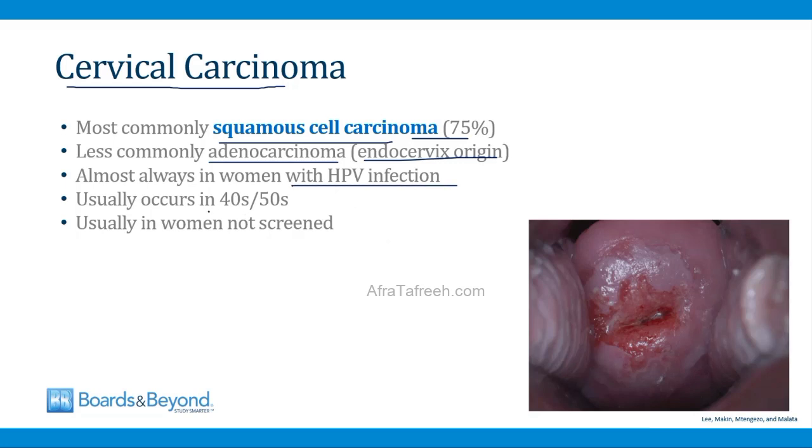Usually it's women in their 40s or 50s who acquired it in their 20s and then were not screened. We'll talk about screening in a little bit, but if women are screened and they have treatment for precursor lesions, it's very rare for cervical carcinoma to develop. And this is a picture of a cervix from a woman with cervical carcinoma. Hopefully you can appreciate that this mucosa here is very abnormal looking. That's how it appears when there is carcinoma present.